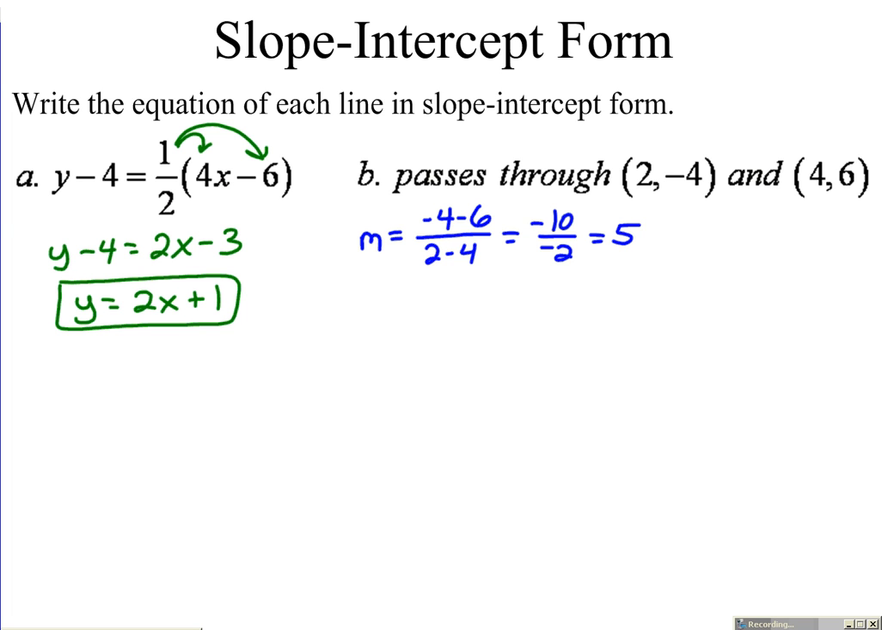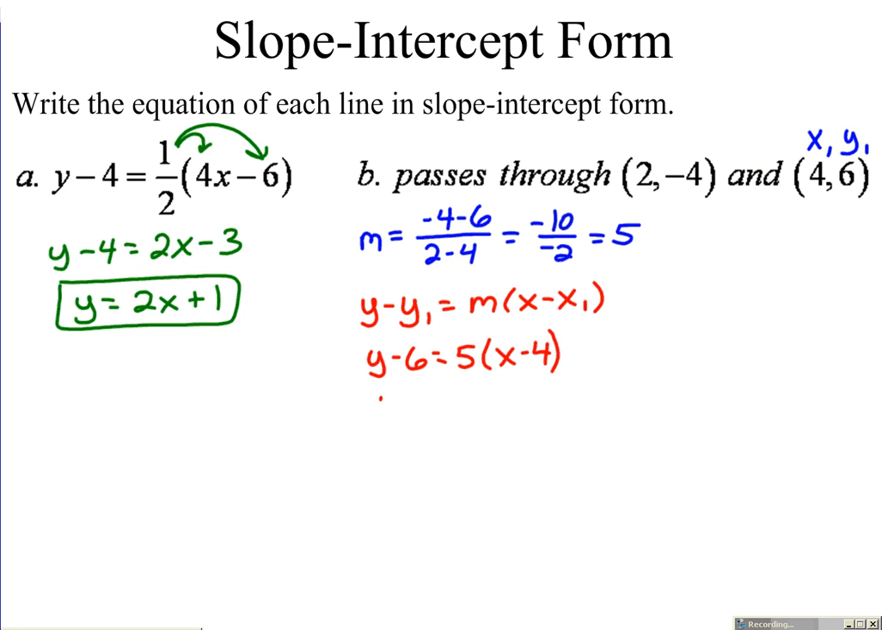We now know the slope, and we know a point. It does not matter which point we use. I'm going to use this second one, so I'm going to call that my x1 and y1 when we go to point-slope form, because we know the slope and a point. y minus y1 equals m times x minus x1. Plug in what you know. y minus 6 equals the slope, which we just found is 5, times x minus 4.